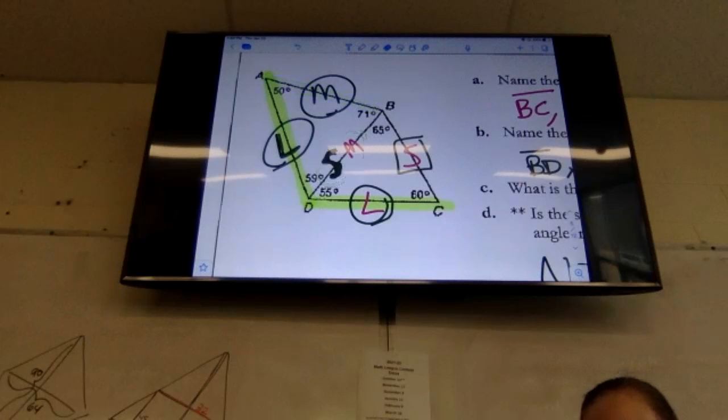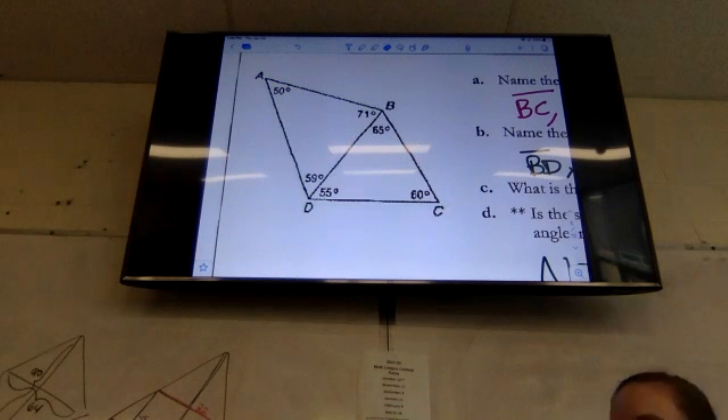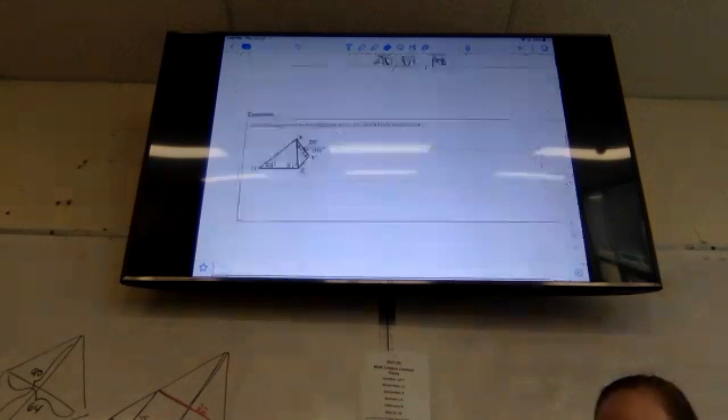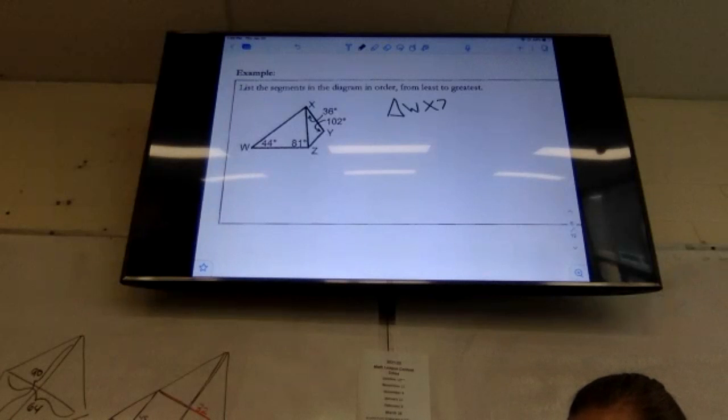All right, we're going to do one more like this. Flip your paper over. I've got one tiny example before we're done and moving on to the next lesson. This one says simply, list the segments of the diagram in order from least to greatest. List the segments from smallest to largest. All of them? Yes. I want you to do all of them for one triangle, then do all of them for another triangle, and then compare them together. So let's do triangle WXZ first.